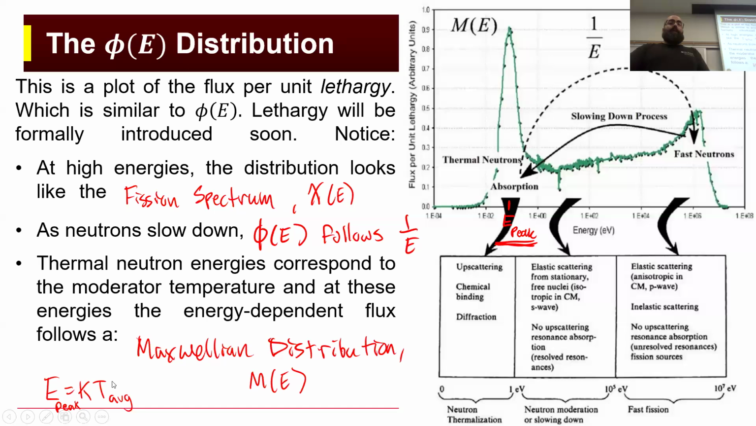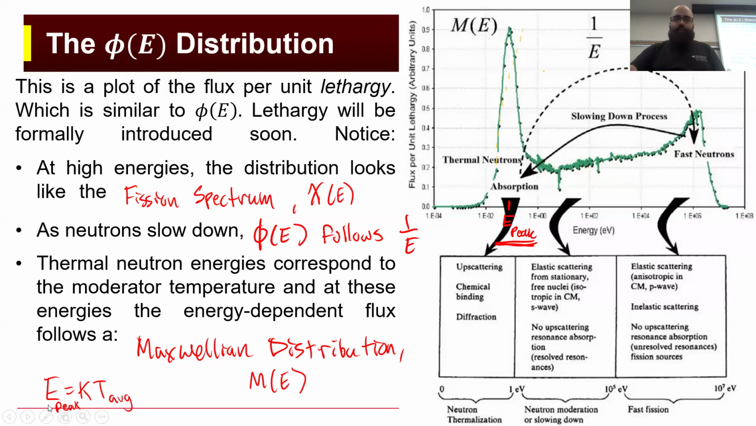If T average goes up, that means that my peak energy is going to go up too, right? Because they're proportional. So instead of the peak energy being right here, it would be shifted over a little bit to the right.